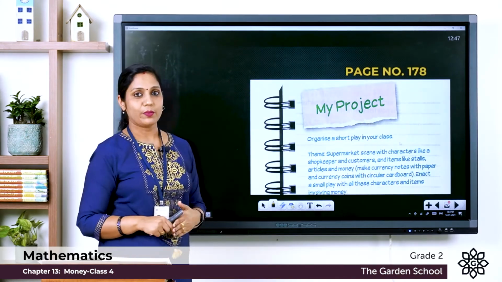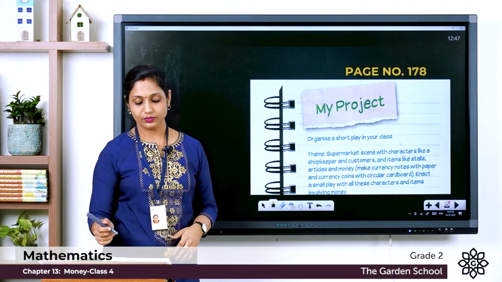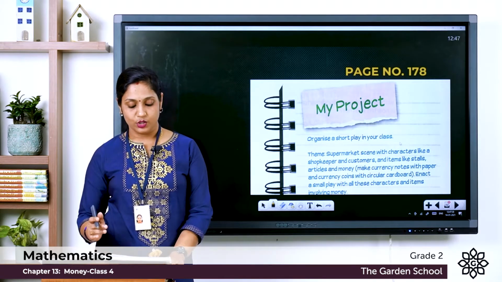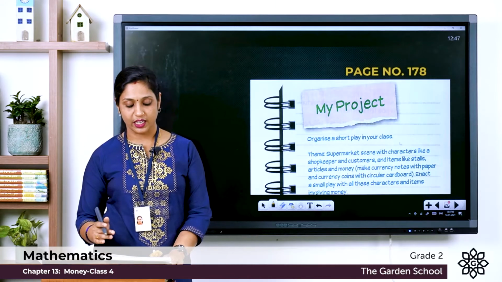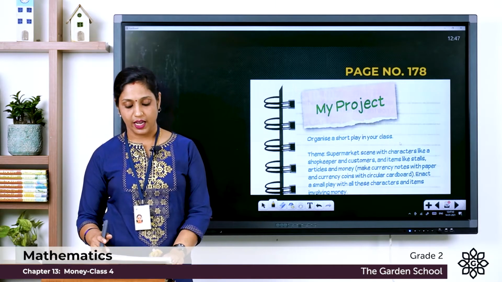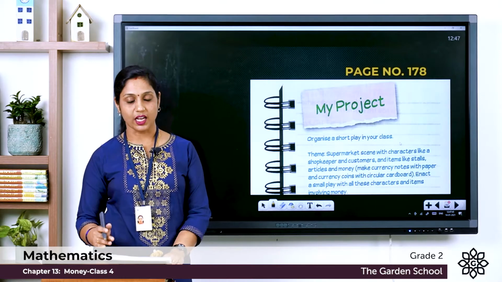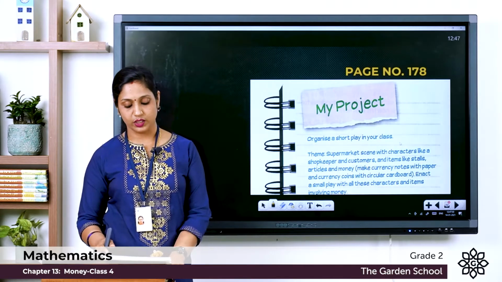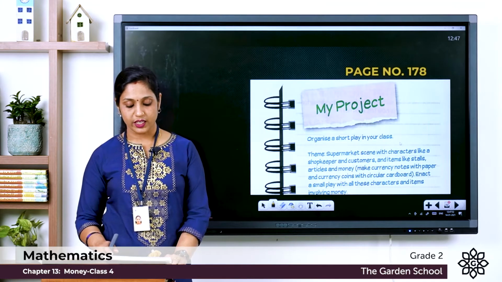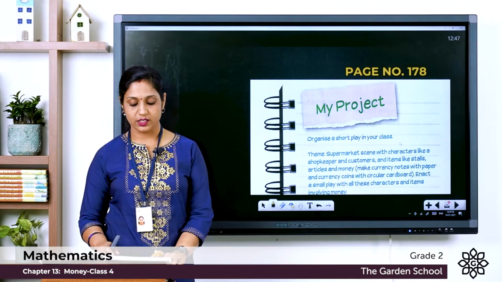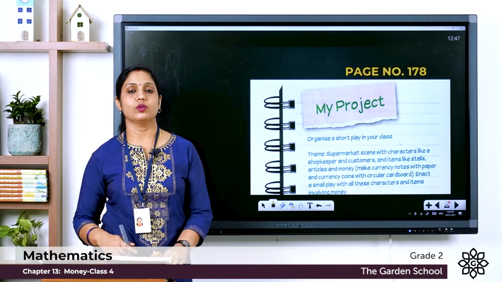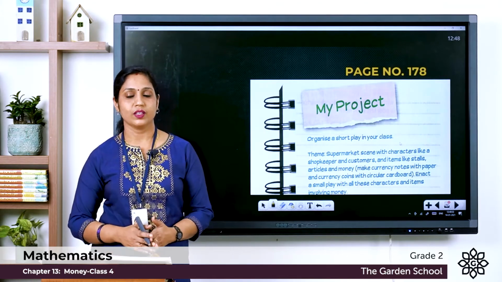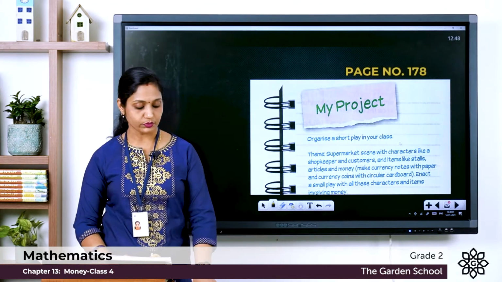Next, let's move on to my project. So let's read what it is. Organize a short play in your class. Theme: supermarket scene with characters like a shopkeeper and customers, and items like stalls, articles and money. Make currency notes with paper and currency coins with circular cardboard. Enact a small play with all these characters and items involving money. So go through the activity and you can do it along with your siblings, parents or friends. Now let's move on to our next page.